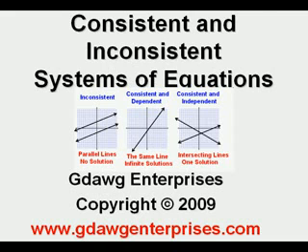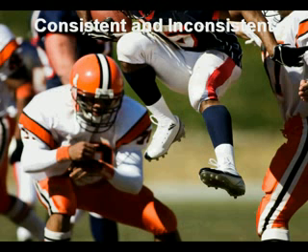Consistent and inconsistent systems of equations. In English, when we consider the words consistent and inconsistent, we mean that something is reliable or not reliable. A consistent effort is an evenly applied effort. For a person to make a good effort at one time and not a good effort at another time would be called an inconsistent effort.